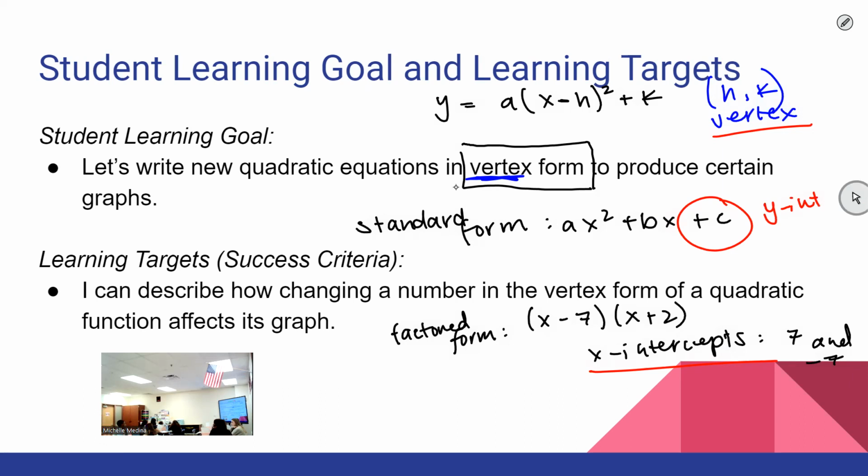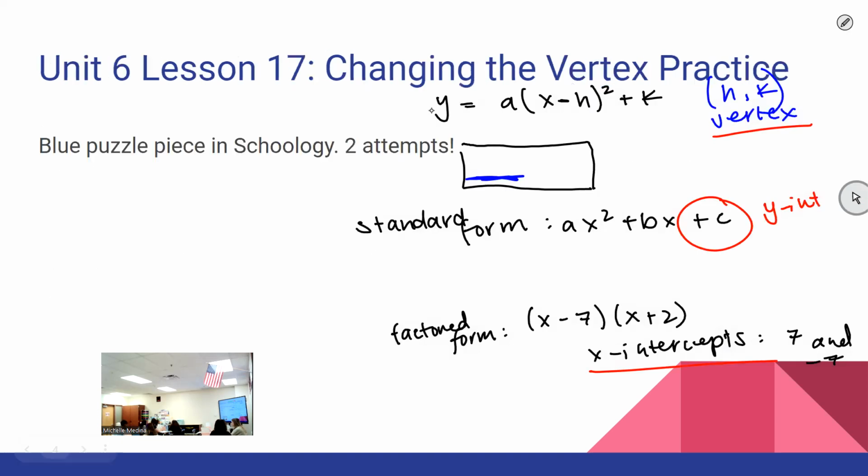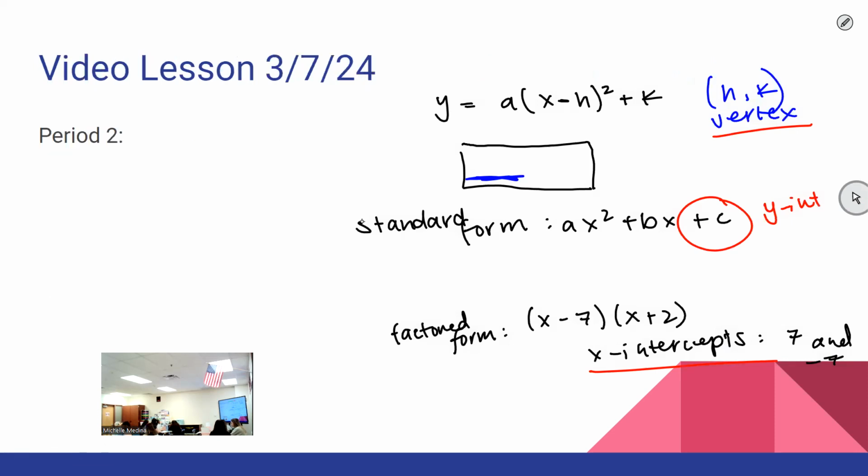But yeah, we just had this little lesson to do. It was lesson 17, not too bad. You do have a puzzle piece for it. I'll go make sure that it's in all the algebra classes right now. And yeah, please ask me questions.